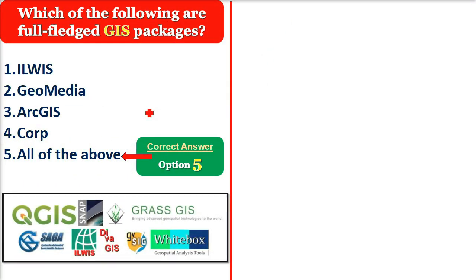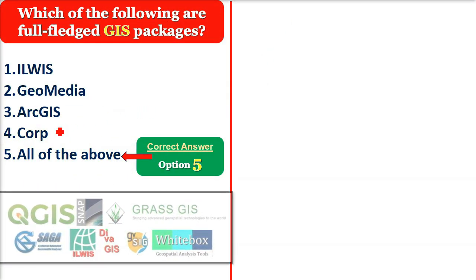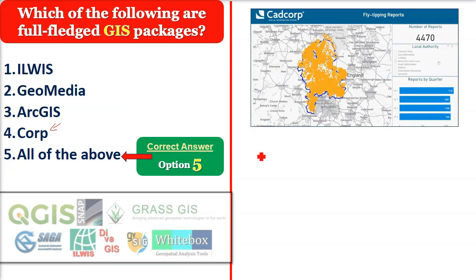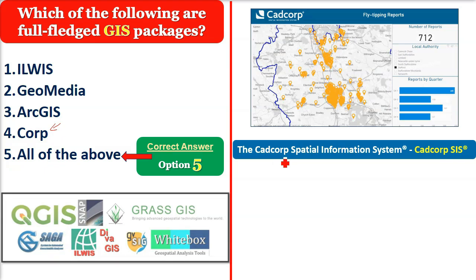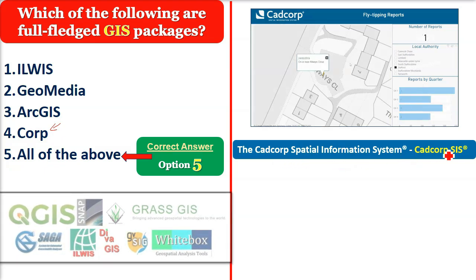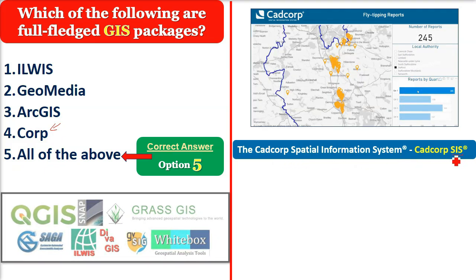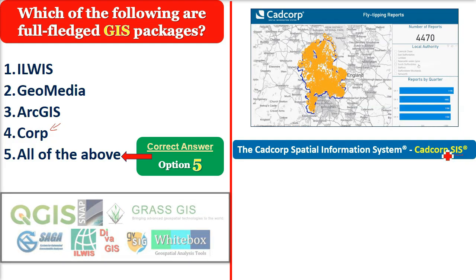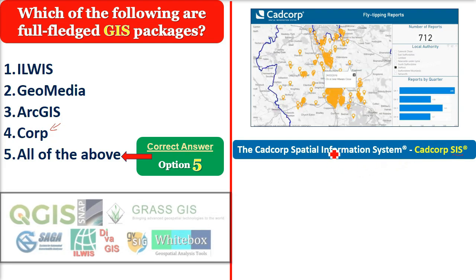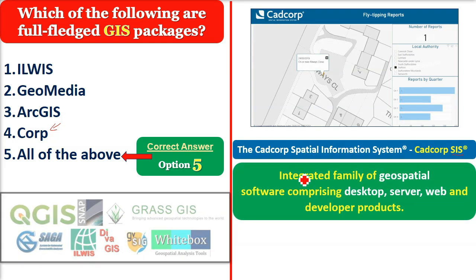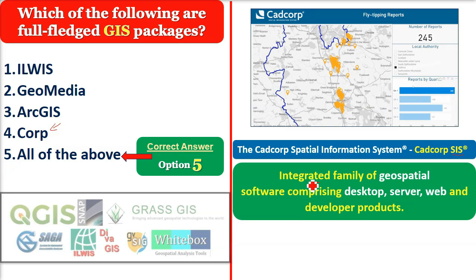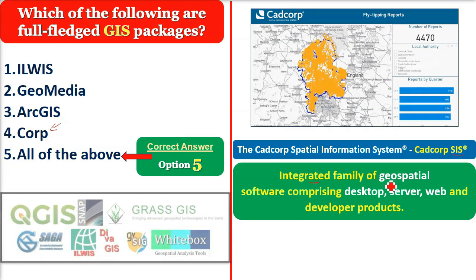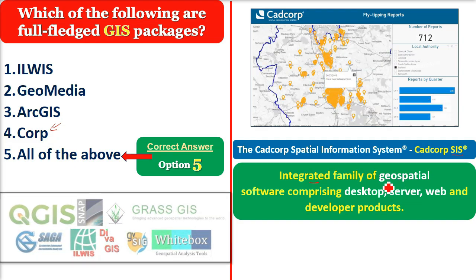Now these are all full-fledged GIS packages: LBS, GeoMedia, ArcGIS and CORP. The CORP, which is essentially the CAD CORP Spatial Information System, or CAD CORP SIS, you see a registered sign also there, so we will call it CORP in short. This is an integrated family of geospatial software, and it comprises everything. What is everything? Desktop solutions, server, web, and also the developer products.